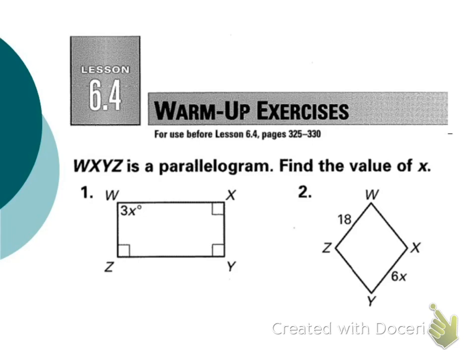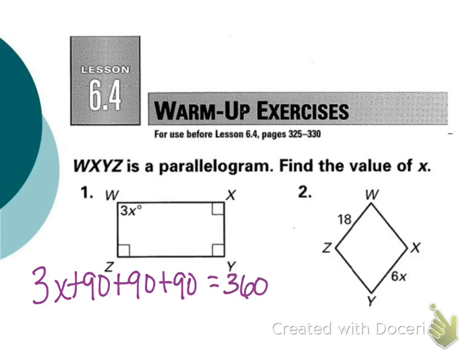4 sides. Okay, so we know that all the angles inside of a quadrilateral add up to 360. All the angles have to add up to 360. So what are these 3 angles that they marked with the boxes? 90. So we're taking 3x plus 90 plus 90 plus 90, and we could set that equal to 360.